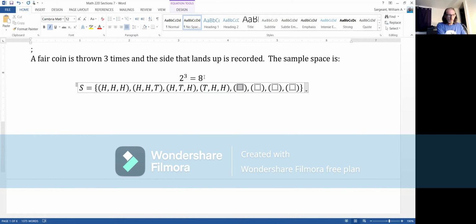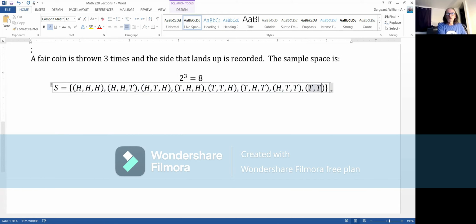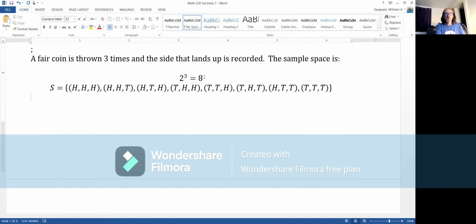The next 3 are a mirror image of that in a sense, have 1 head and 2 tails, and move around where that 1 head appears among the 3. At the end, in the middle, or at the beginning. And then finally, the other extreme case where there are no heads, all of them are tails.